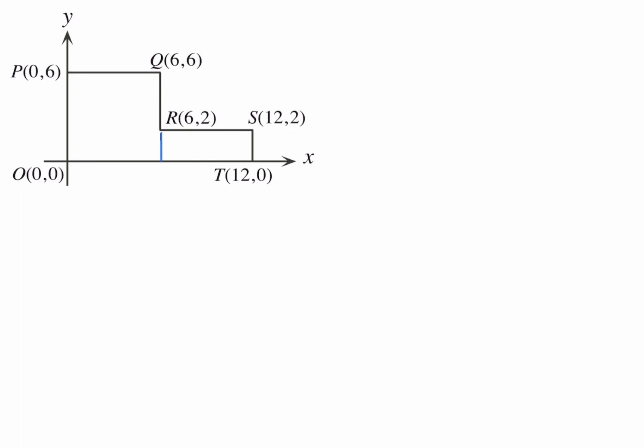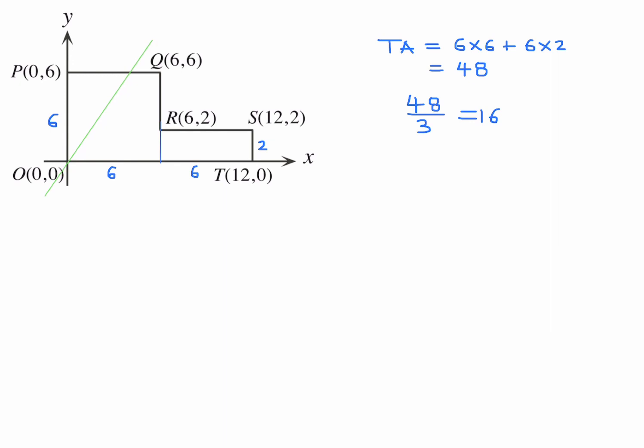And we can do that by breaking this up into 2 segments. And if you look at these coordinates, you can quickly realize that this is 6, this is 6, this is 6, and this is 2. So the total area, TA, is equal to 6 times 6 plus 6 times 2, 36 plus 12, which is 48. Now, if those two lines divide it into 3 equal areas, each of those will be 48 divided by 3, which is 16. So that first line has got to be something like this, right?